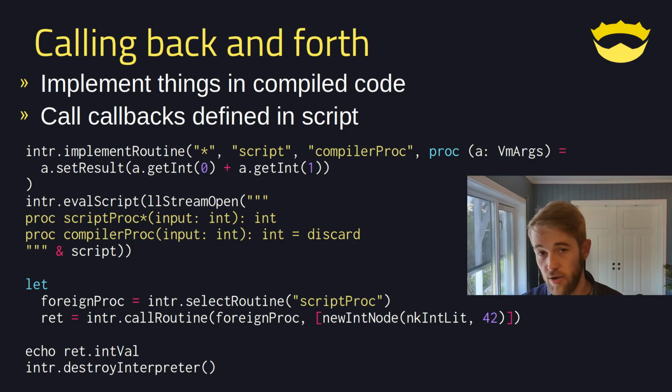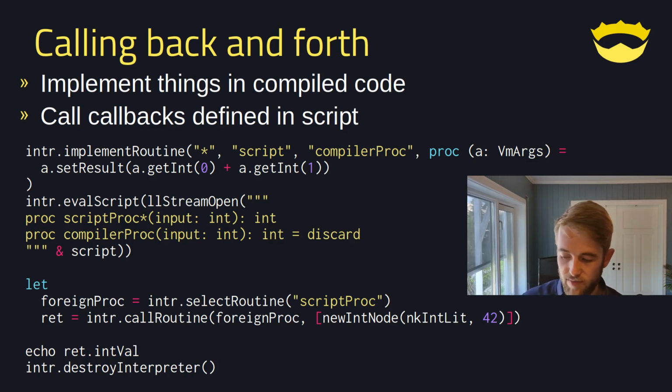And yeah, so this is sort of how you can call back and forth. It's not the most ergonomic thing, but it works. And as I said, if you need more complex types, just passing stuff in and out as JSON is probably the best bet.